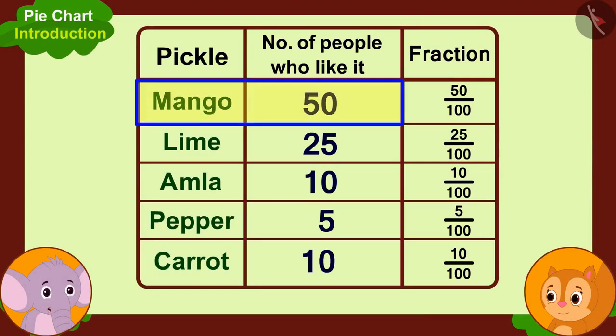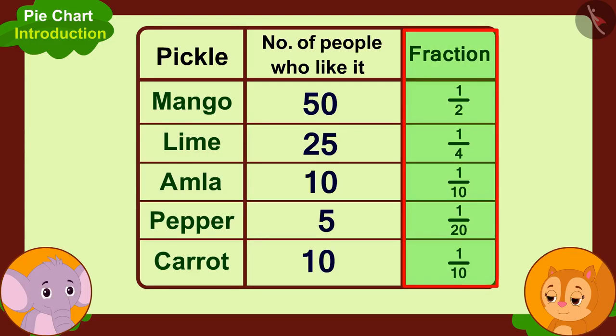Like 50 people like mango pickle. So, we take the number of people who like mango pickle as 50 or half part of 100. In the same way, we will write different pickles liked by people as fractions of 100.